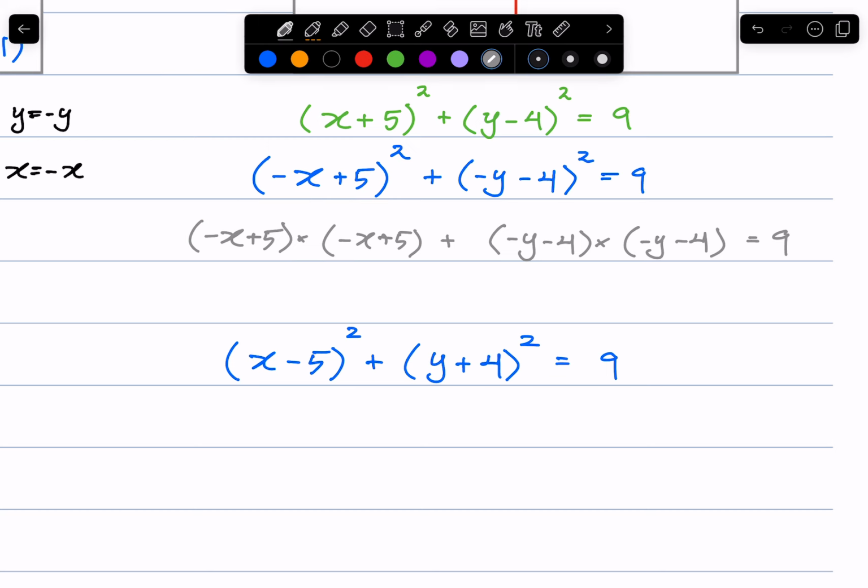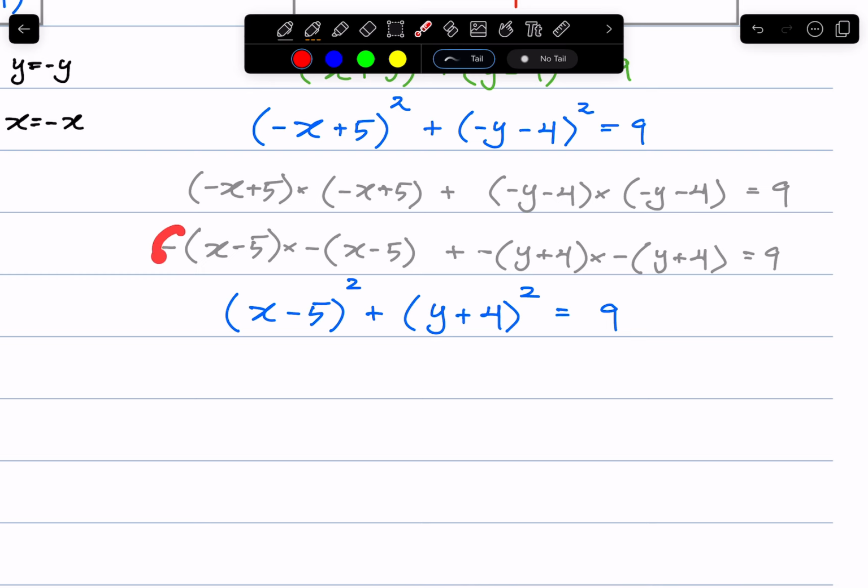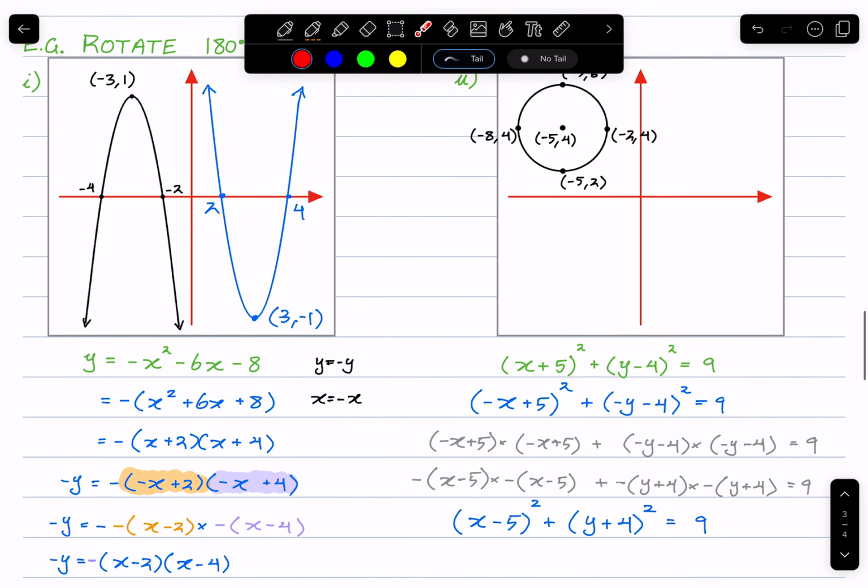Factoring negative 1 from each of these, I get negative (x minus 5) times negative, factored out, (x minus 5), plus, once again, same thing for these two, factoring out negative (y plus 4) times negative (y plus 4) equaling 9. These two negatives cancel to make a positive, and since there are two groups of the same expression, we just write it as squared, and the same logic applies to this one. So that's how we do this algebraically.